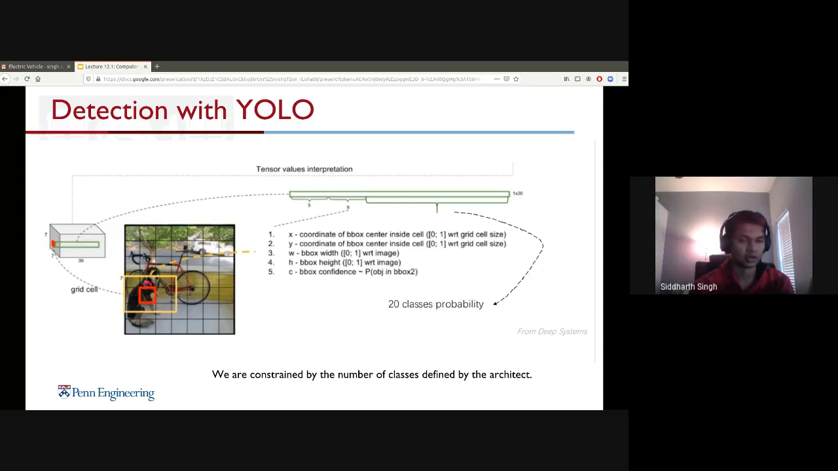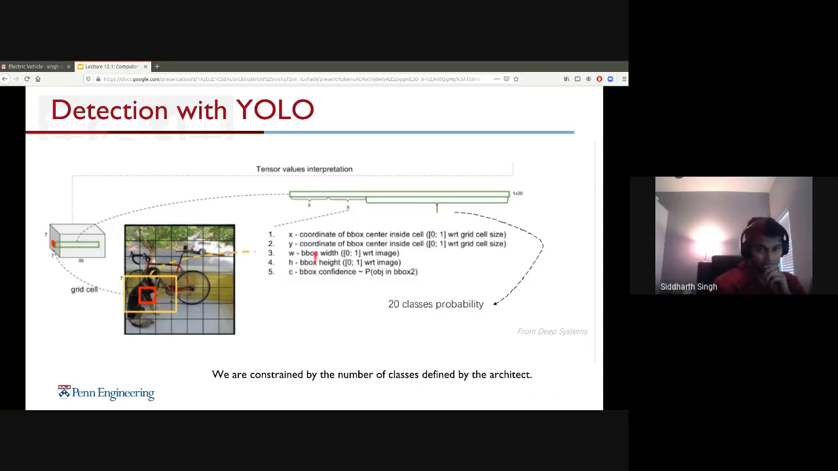for this anchor, for this grid, not the anchor, for this grid, I have the x coordinate, I have the y coordinate of the center inside the cell. So this bounding box will have a center somewhere here, right? So the pixel coordinate of that, the width, the height, and the confidence that there is an object in the bounding box. We're not yet classifying; this fifth is not the classification of what it is. It's just the confidence that there is an object there. It's called objectness.